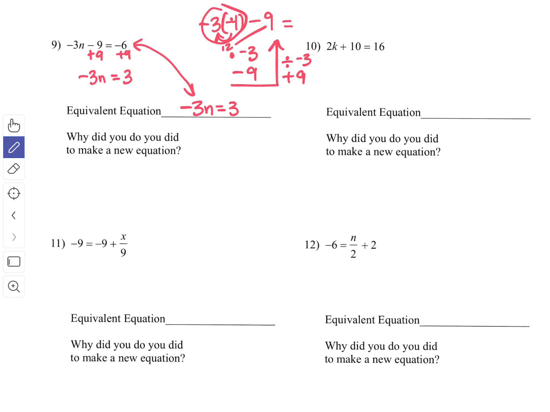That's an equivalent equation that we have right there, okay? So, and it's more simple, as we can see. So why would we get rid of that -9? Because that helps us get a more simple equation.